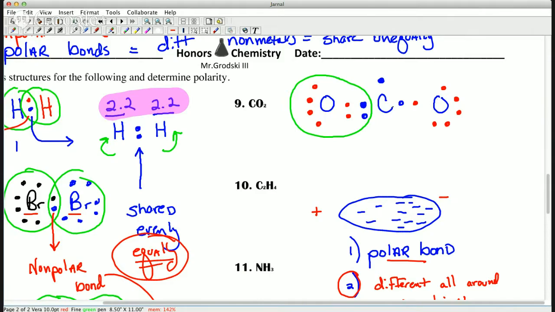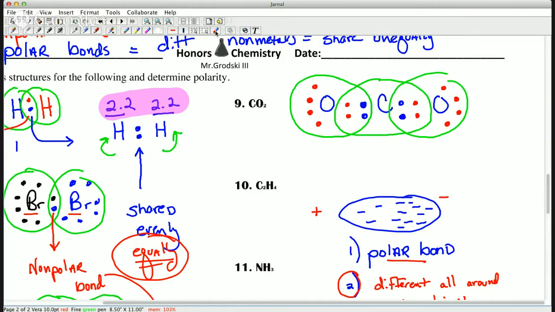This one feels like it has 7 still, so what we're going to do is make another bond. Put this pair here, put this pair here, and then we're going to share. And we evaluate. This has 8. Each oxygen has 8. And this is amazing. This carbon now has 8. They're as stable as a noble gas.